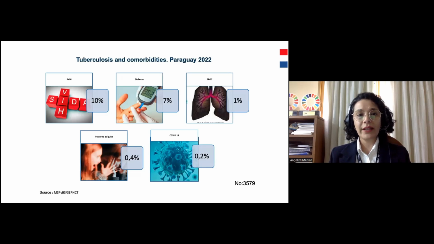If we talk about TB and the problems it had in 2022, 10% of all of the TB cases, this means 3,500 cases, 10% of them were people who had HIV. 7% was people with diabetes.